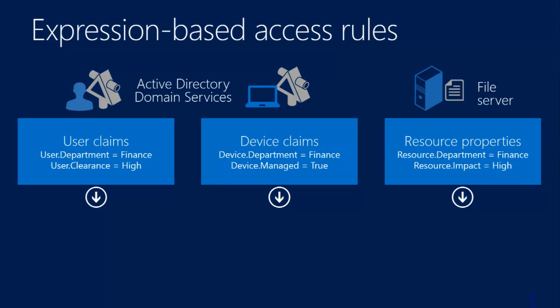But in this case, I have a user claim, which means Active Directory attributes lit up, that says department is finance and user clearance is high. I've got a device account that basically is lit up and says I belong to finance and I am a managed device: true.